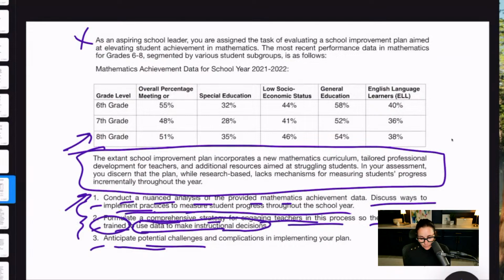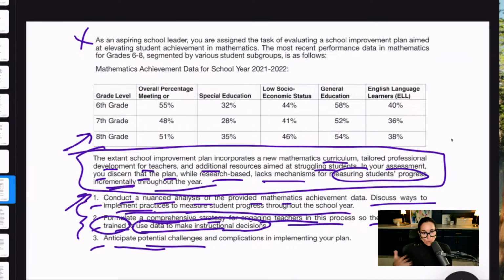The extant school improvement plan incorporates a new mathematics curriculum, tailored professional development for teachers, and additional resources aimed at struggling students. So we have a school improvement plan that has this in it. In your assessment, you discern that the plan, while research-based, lacks mechanisms for measuring student progress incrementally throughout the year. What does it lack? It lacks formative assessment. That's what that is. Measuring student progress during is formative assessment, and it is the most powerful assessment, in my opinion. All right. So we need formative assessment. So my original thing on this, the second thing here, was correct, formative assessment.